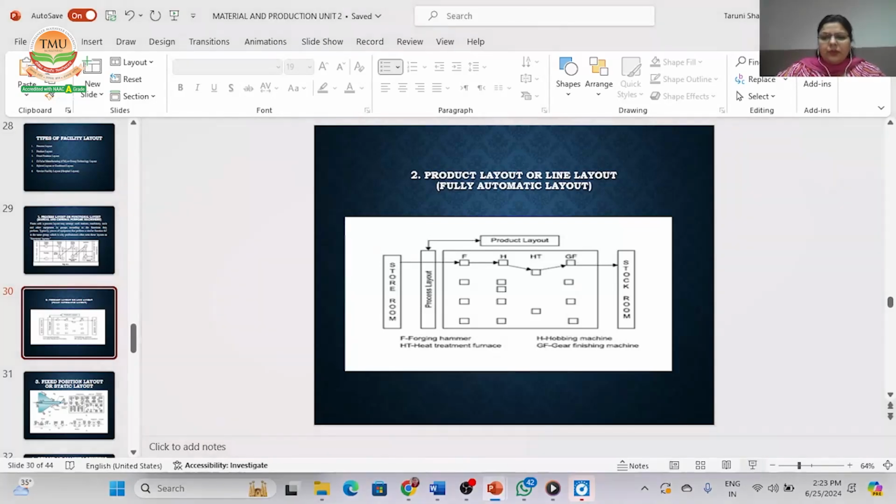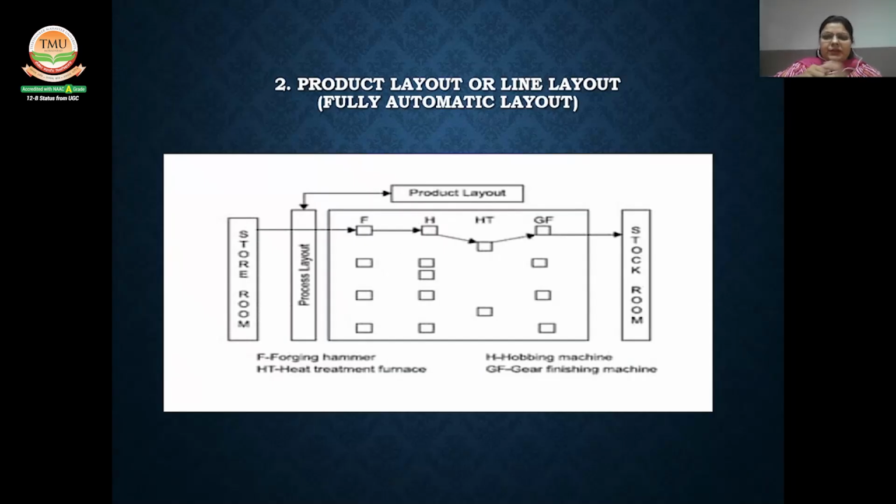Yeah, so next one is product layout, or we can say a line layout. It is a fully automatic layout. Here we can see that there is a storeroom. Next step is process layout, or we can see the arrow. This arrow shows that the raw material is going through this particular line.